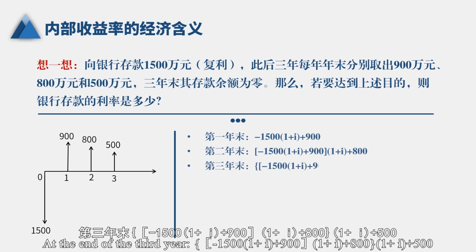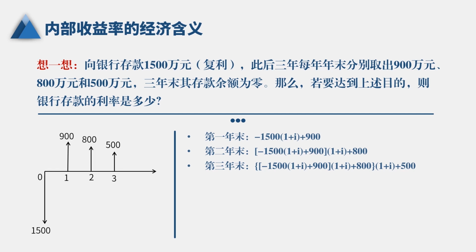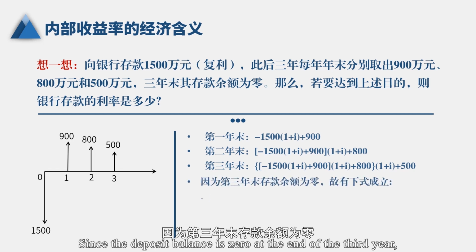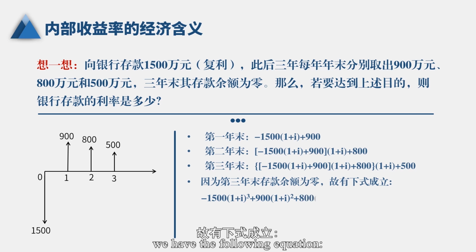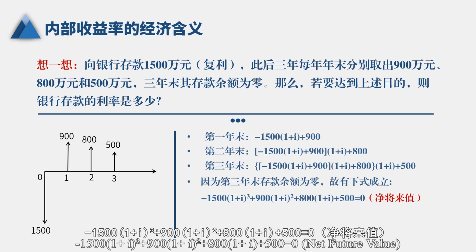At the end of the third year: {[-1500 × (1 + i) + 900] × (1 + i) + 800} × (1 + i) + 500. Since the deposit balance is zero at the end of the third year, we have the following equation: -1500(1 + i)^3 + 900(1 + i)^2 + 800(1 + i) + 500 = 0, the net future value.